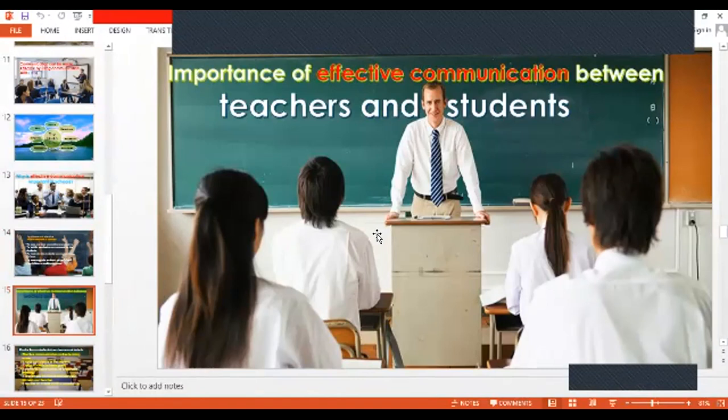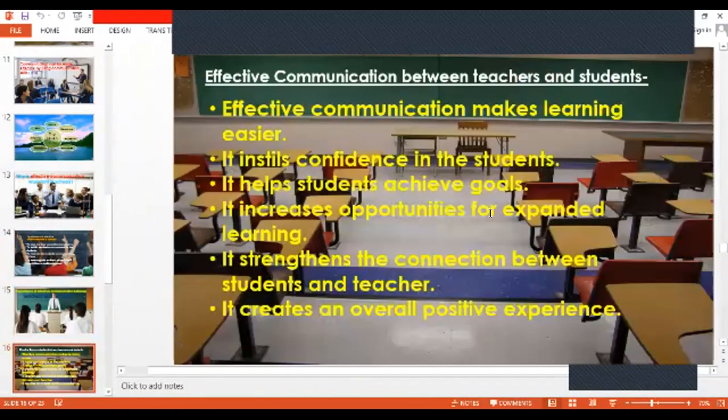Importance of effective communication between teachers and students. What is the importance of effective communication between teachers and students? Let's see. First, effective communication makes learning easier. If communication is effective, then it makes learning easier. The students will find it easy to learn the topics, any subject.